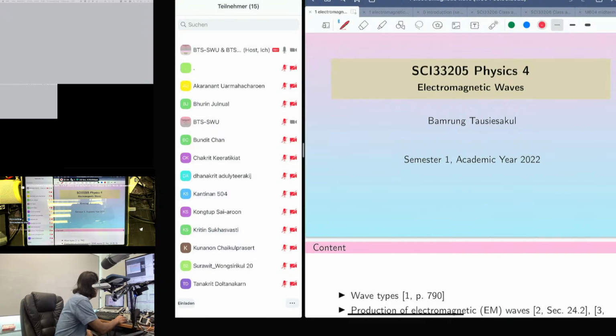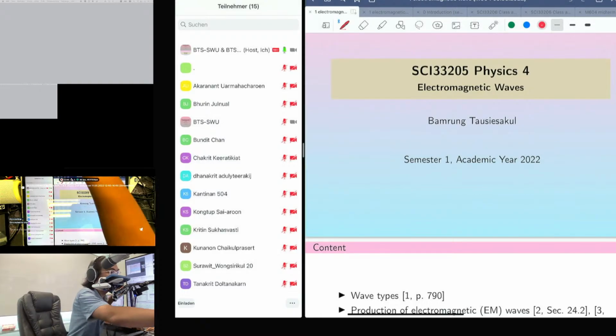Yes, according to our agreement, as I explained it, let me check whether the sound is right or not. Test 1 2 3, test 1 2 3.